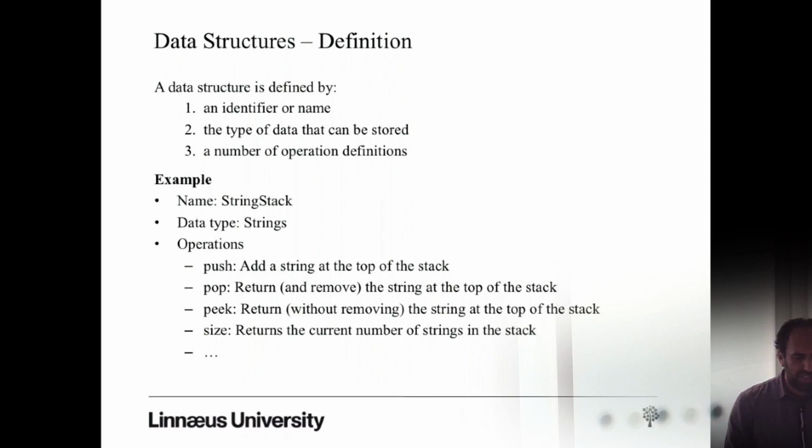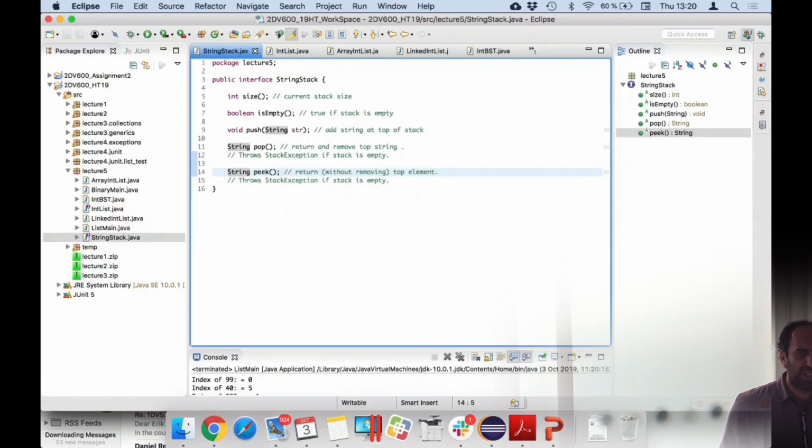So for example, if you need a data structure that you can use to store string data, more like a stack, where the elements that you added last are retrieved first, then maybe you can define a data structure with the name string stack. And as we said in the beginning, if you want to define a data structure in Java, you need three things: the identifier, the data type, and the operations. Maybe you don't need the implementation details.